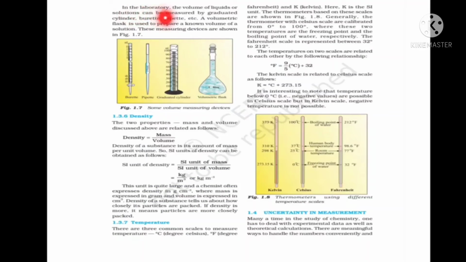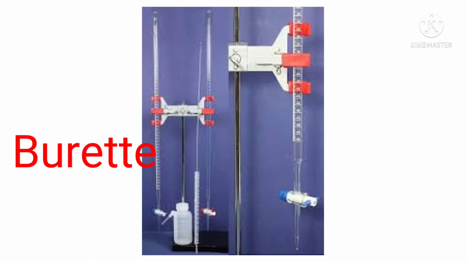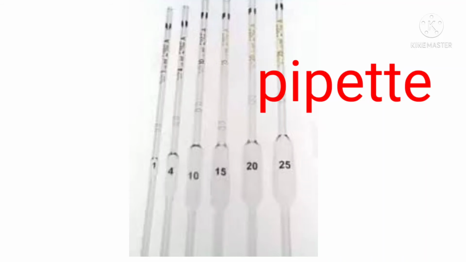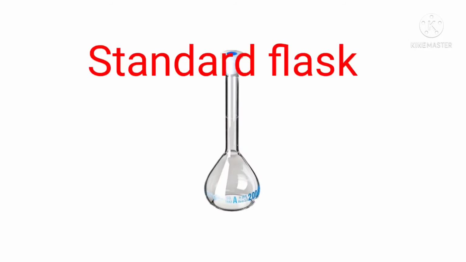In the laboratory, the volume of liquids or solutions can be measured by graduated cylinders such as burette, pipette, etc. Volumetric flask is used to prepare a known volume of a solution. And the volume of solutions or liquids can be measured in labs by using burette, pipette, measuring flask, standard flask, etc.